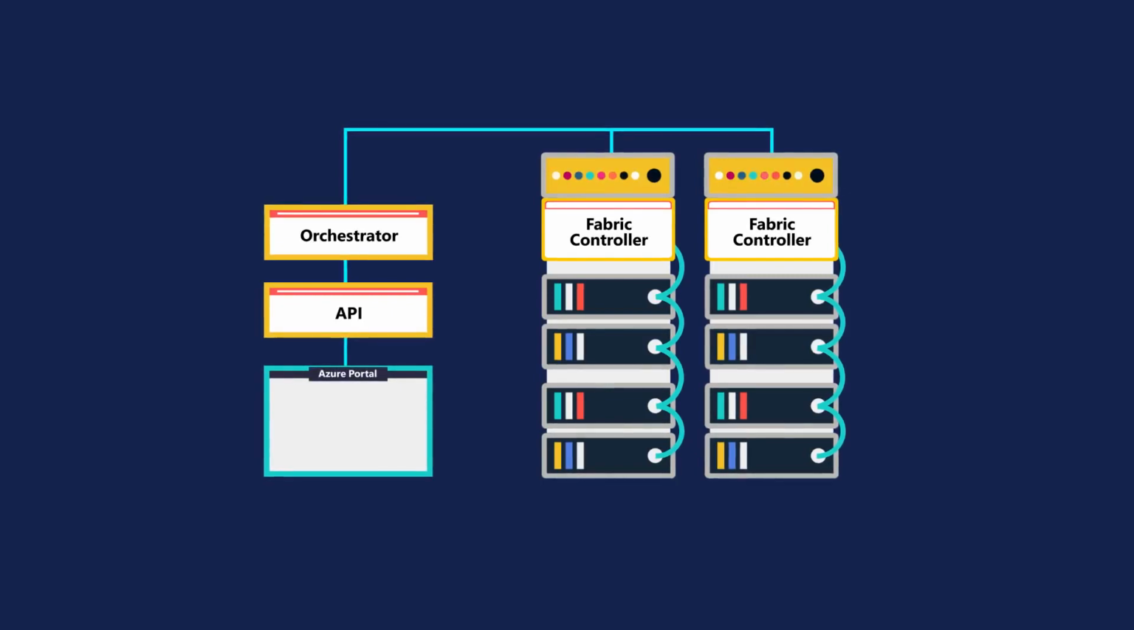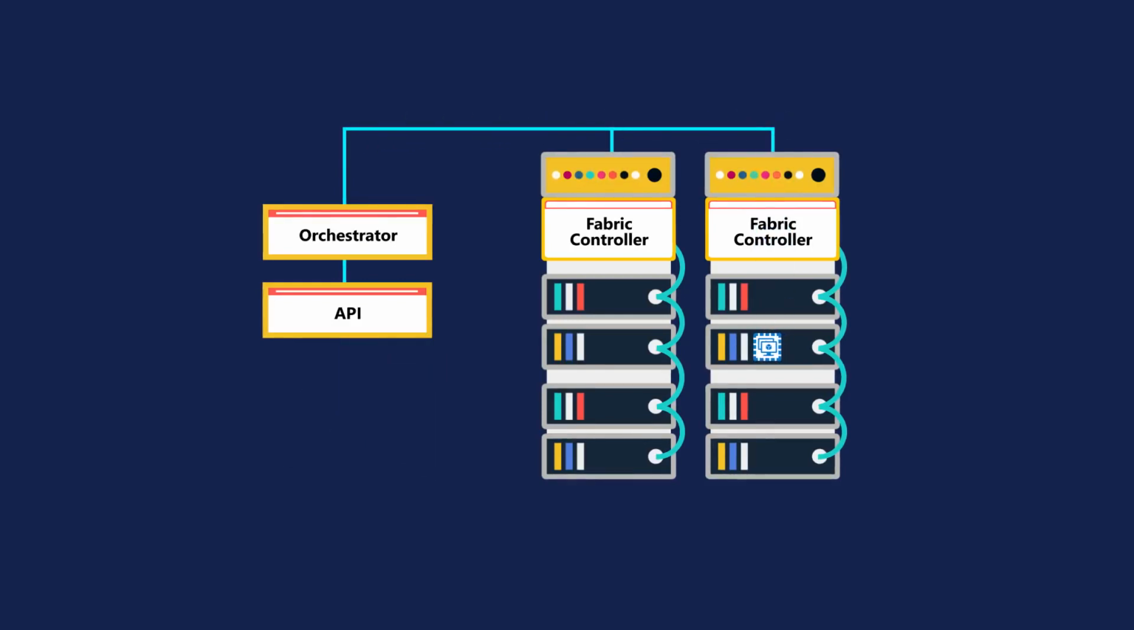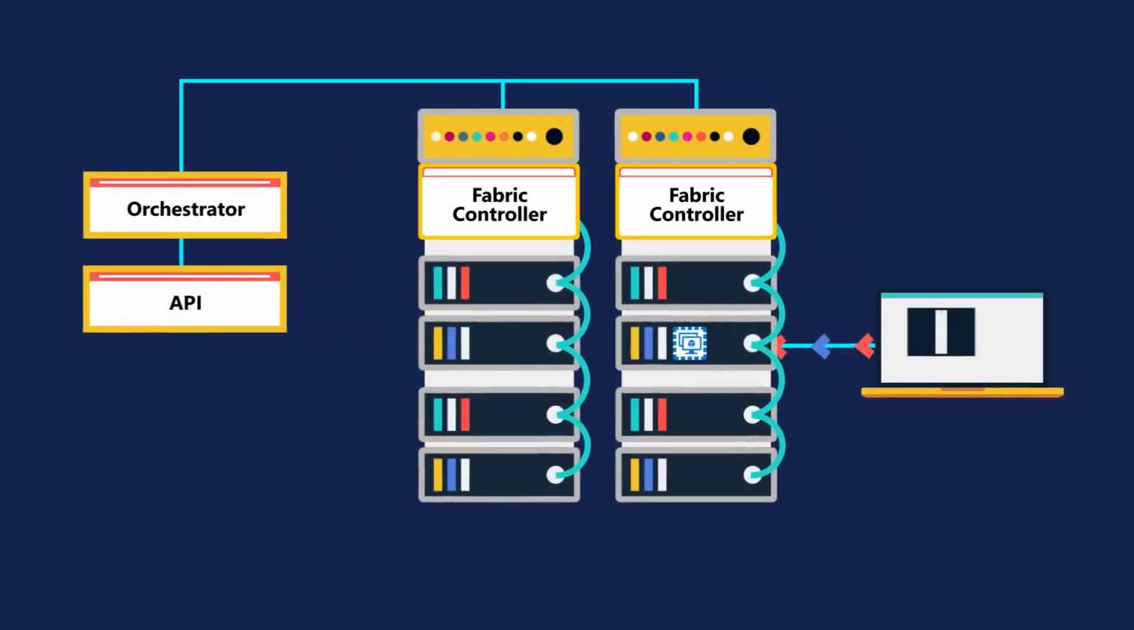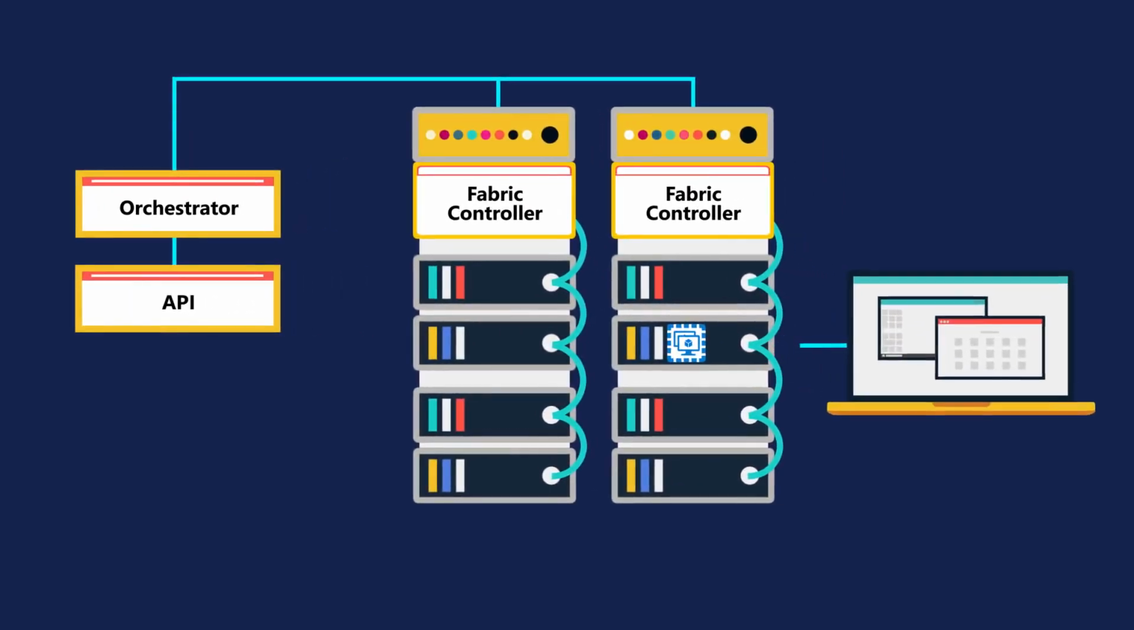When a user makes a request to create a virtual machine, the Orchestrator packages everything that's needed, picks the best server rack, then sends the package and request to the fabric controller. Once the fabric controller has created the virtual machine, the user can connect to it.